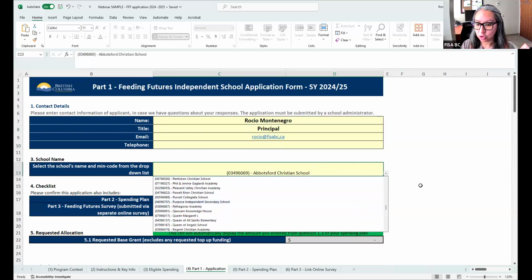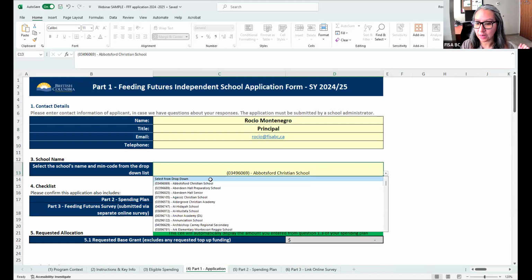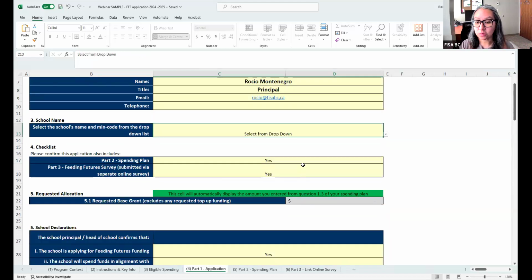So you find it here, drop-down menu, and then I'm actually going to erase this so there is no confusion, but I will do this. You will say, also, this is a drop-down menu saying, are you presenting your spending plan? Yes, we're going to do it right now. Are you submitting your survey? Remember that there is also an online survey that we're going to be talking about in tab number 6.